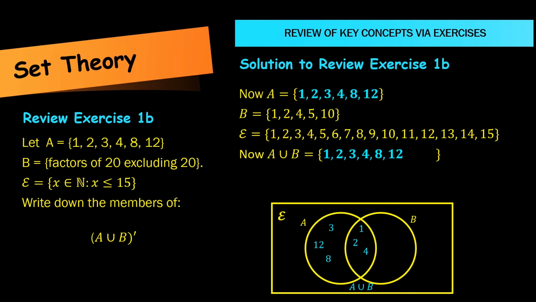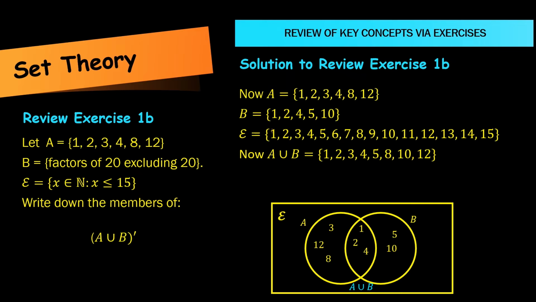So let's find what's in A. We've already covered 1, 2, 4, which is in A. So the rest of the elements are 3, 8 and 12. So we put those in A, but not in A intersect B. We now consider set B. The elements 1, 2 and 4 are in set B and A, and we've already considered those, and only 5 and 10 are left. So we add those to the set B as well, but they're not in A.